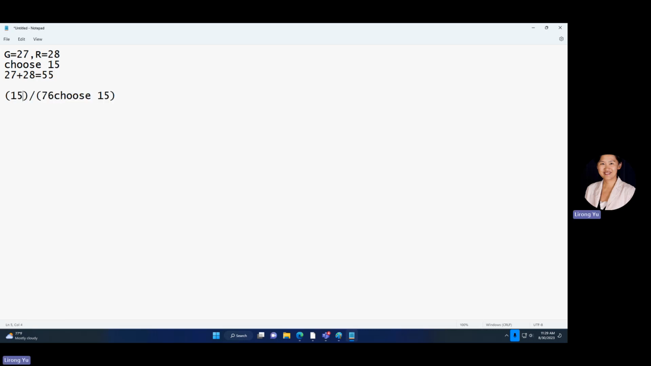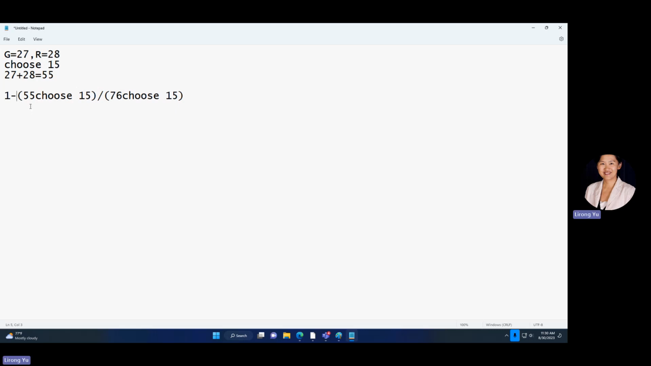So it's 55, right? We choose 15 out of the 55. We don't choose anything from the yellow, but green or red doesn't matter anymore. So this is the probability of choosing no yellow. And of course, if you want to calculate choosing at least one yellow, it's the opposite. So 1 minus this division will give us the answer.